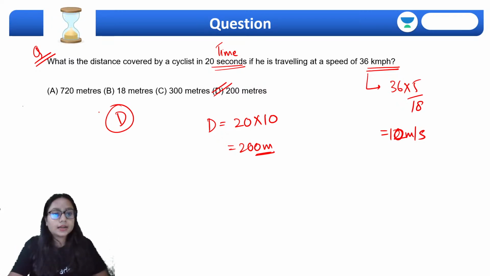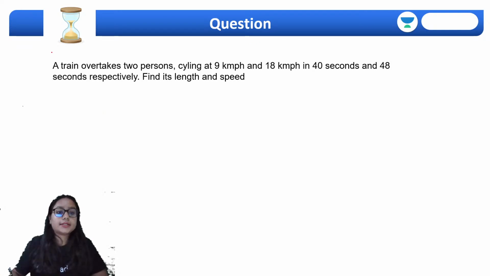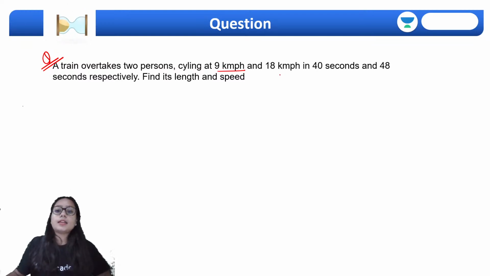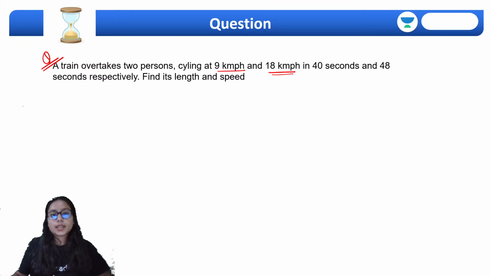Okay, I hope this is clear. Let's see the next question. Yes, please try. A train overtakes two persons cycling at 9 km per hour and 18 km per hour. So this time the point is not fixed. The points are also moving. Now the time taken by cyclist 1 is 40 seconds and for the second one 48 seconds. Find the length and speed of the train.